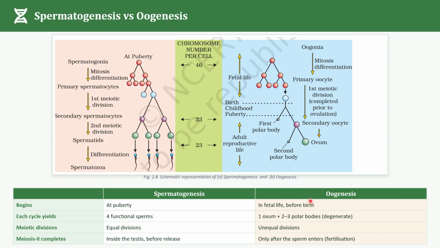So here it begins before birth, that is the fetal life, and produces one functional ovum, and cell divisions are unequal. Most of the cytoplasm remains in the ovum, and meiosis 2 is completed only after the sperm enters the ovum.